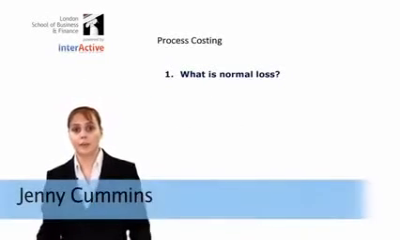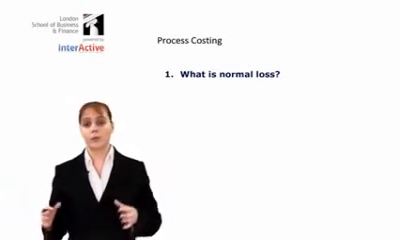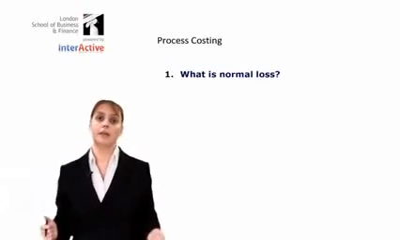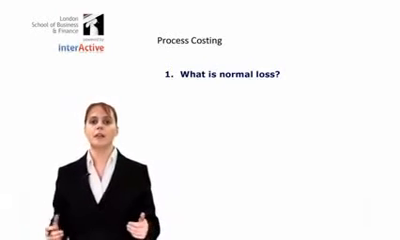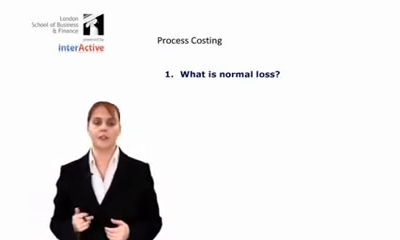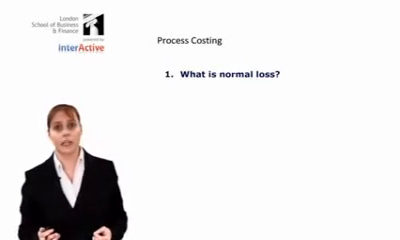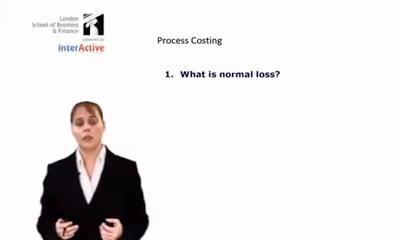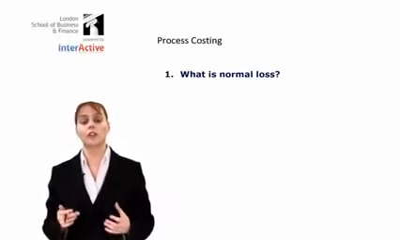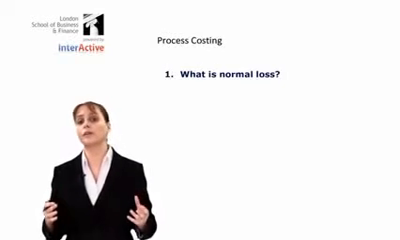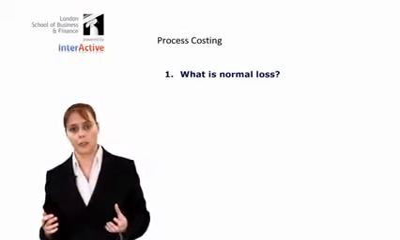In the previous example we looked at, we assumed that our output units would be exactly equal to our input units. So if we input 1,000 units of material, our output will be 1,000 units of material. In reality, it is highly unlikely that this will be the case. So in process costing environments, a company would expect to lose a certain number of units of material as part of their normal production process.